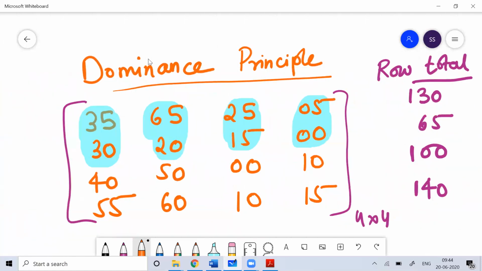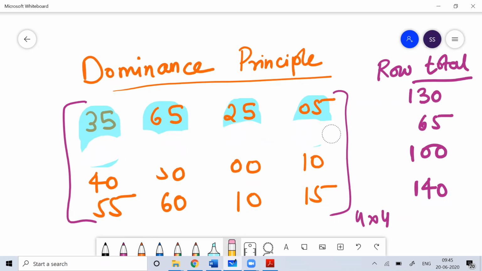So if you notice row 2, all the elements of row 2 are being dominated by row 1. 35 is more than 30, 65 is more than 20, 25 is more than 15, and 5 is more than 0. So what I can do is delete row 2. Okay, so that part is done.